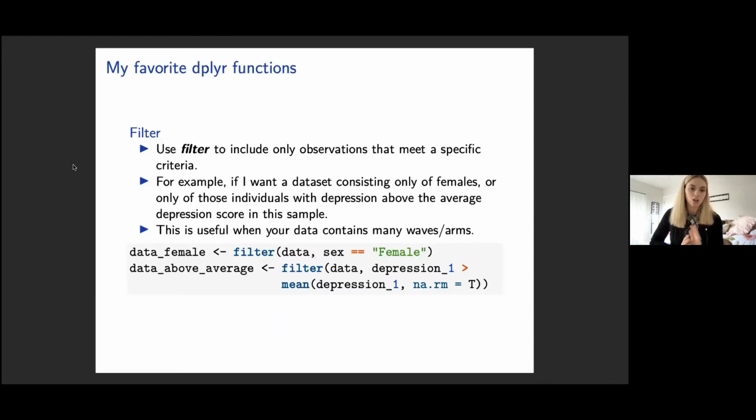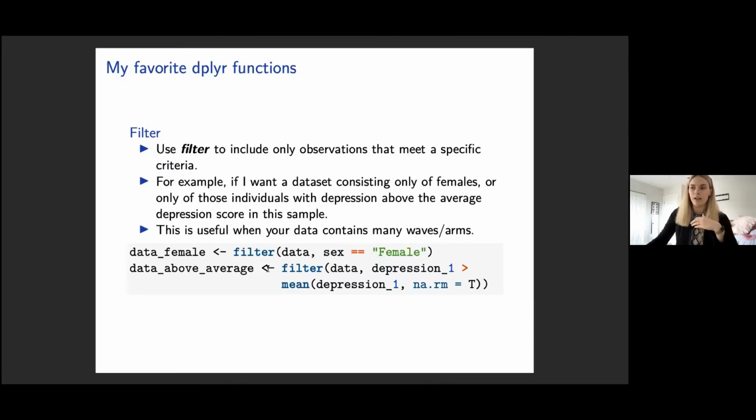So if you're collecting longitudinal data and you just want to analyze a subset that is the first wave or the first data collection point, it can be really easy to filter your data based on wave and filter out everything except for wave one if that's what you're interested in. The syntax for that is pretty simple. You would name a new object data female, then use the filter function, call the data frame that you've already loaded in, and then your criteria, so sex equals female.